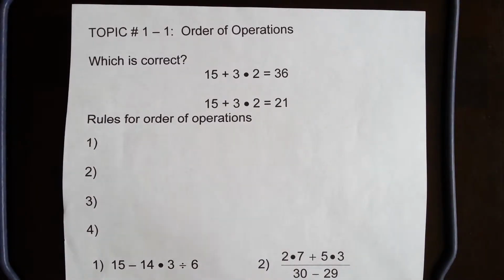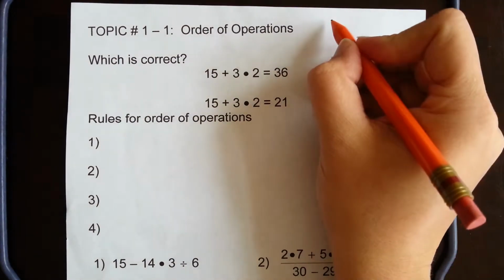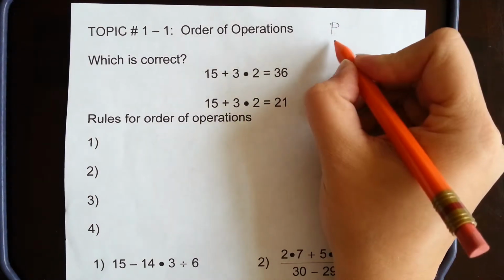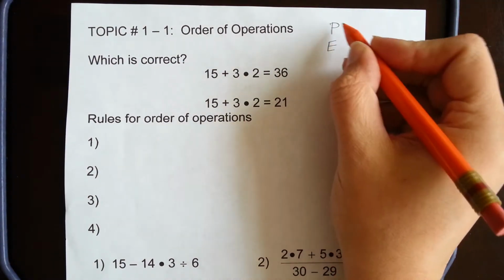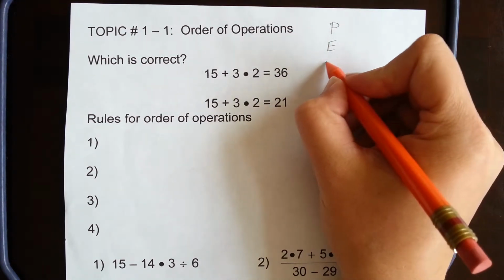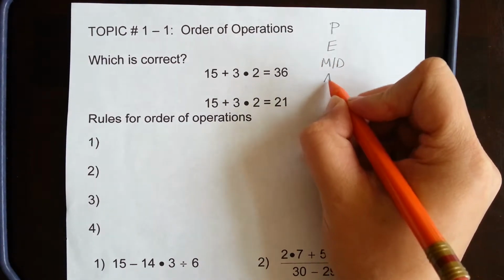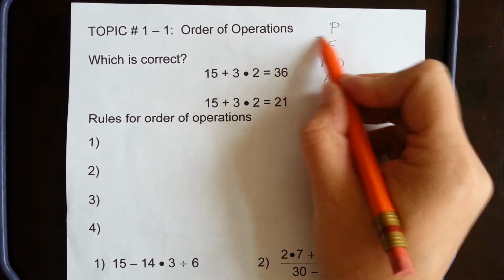Today we're looking at order of operations. If you recall from previous classes that you've had, order of operations is kind of divided up into four levels. We have our level for parentheses, our level for exponents, the level for multiplication and division, and another level for addition and subtraction.